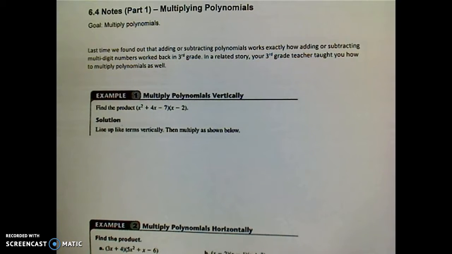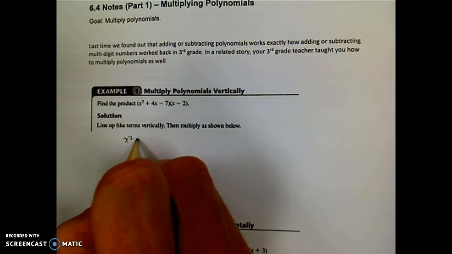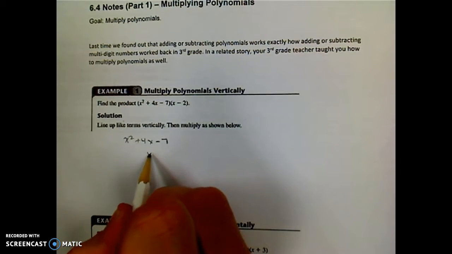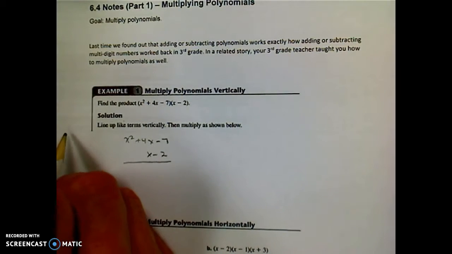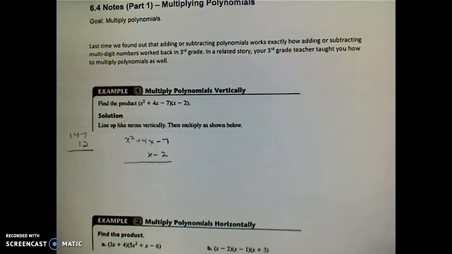We're going to follow the same set of procedures that you use to multiply, say, for instance, a 3-digit number times a 2-digit number. And we can do this vertically. We can also do it horizontally. As an example, let's take a look at this product: x squared plus 4x minus 7 multiplied by x minus 2. If this was 147 times 12, you'd know what to do with that, right?